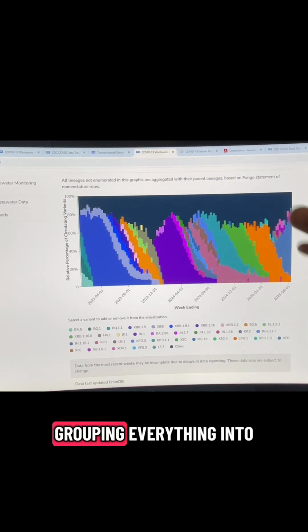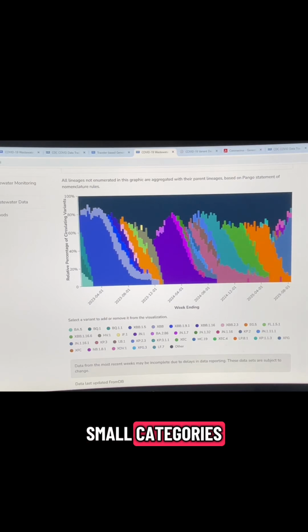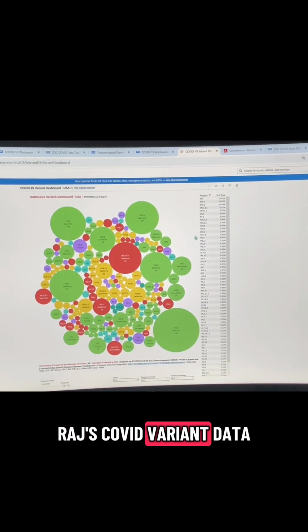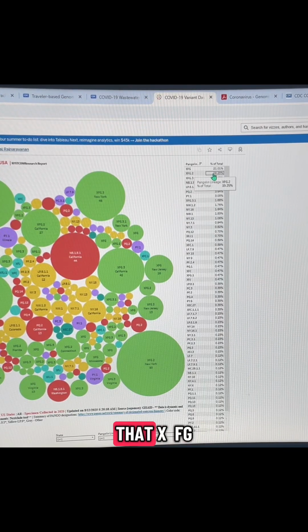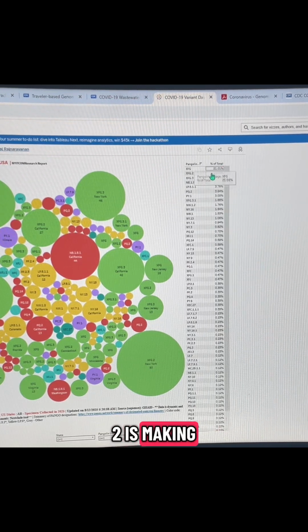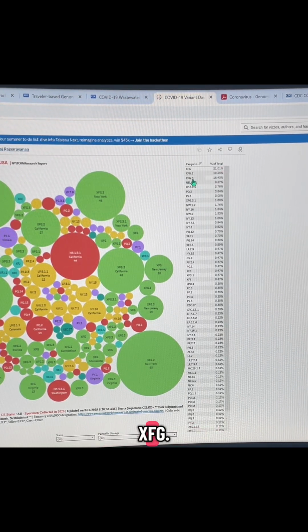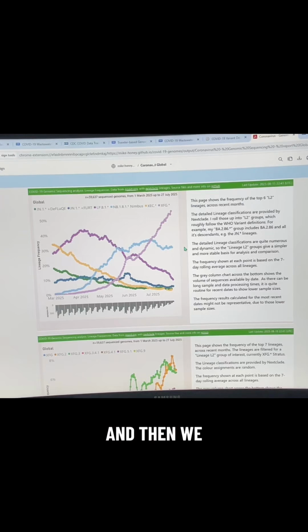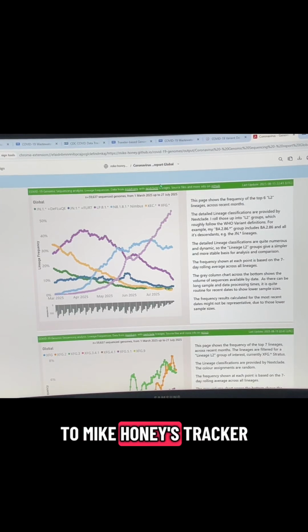What does this mean about the affinitization, the loss of granularity? Basically they're grouping everything into small categories. If we go over to Raj's COVID variant data, we see at the very top that XFG is making up 21% of variants, XFG.2 is making up about 19%, XFG.3 is making up 16%, and then if we go down, we have XFG 3.1, which is 1.88%.